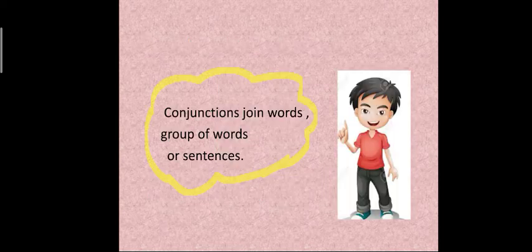Now, before closing the topic, let's recap what we have learned today. We learned that conjunctions are joining words. They join two words, group of words, or sentences. They are also called connecting words. The words and, but, or, because are commonly used conjunctions.